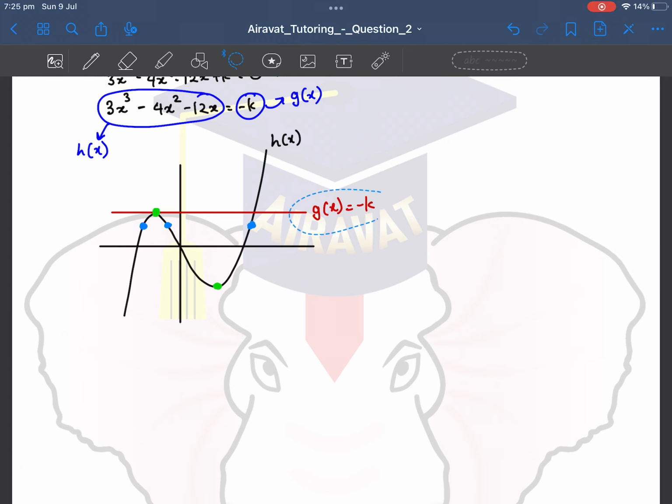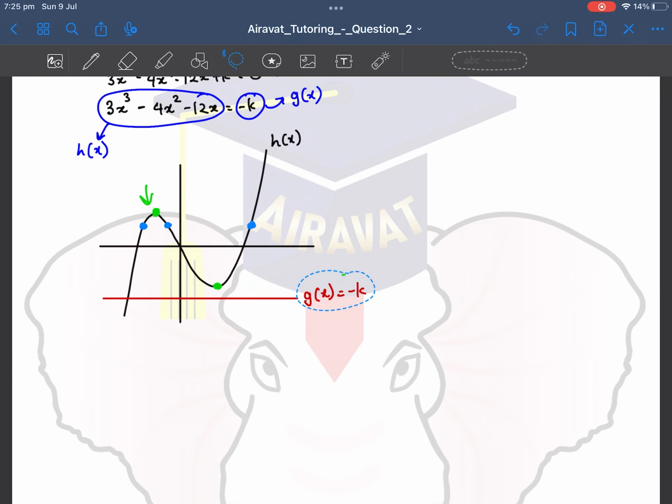After we know what the y value is at these 2 points, we can simply say that if the y value is bigger than this particular value over here, then it will only have 1 solution. So if I were to move this graph up a bit more than this particular y value, you can see that it has 1 solution. Similarly here, if I move this line down a bit further, past this other turning point, we can see again there's only 1 solution.